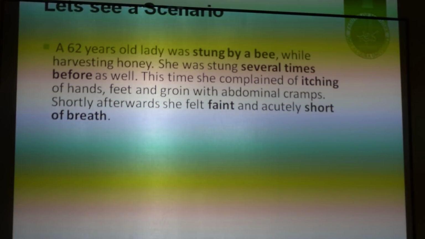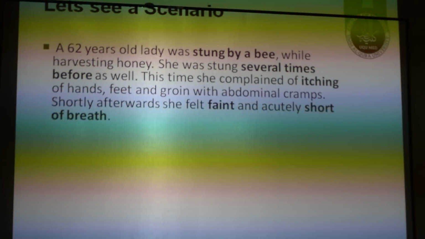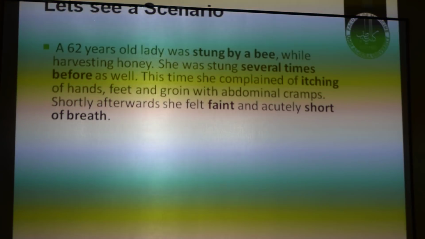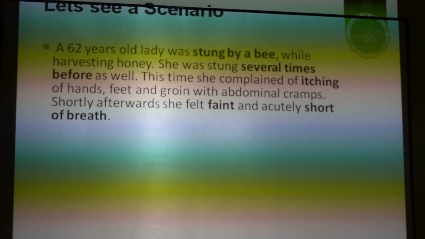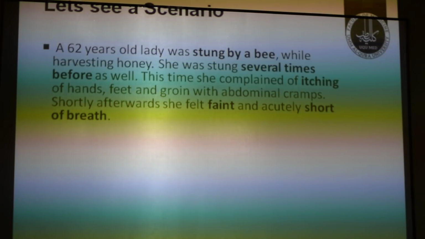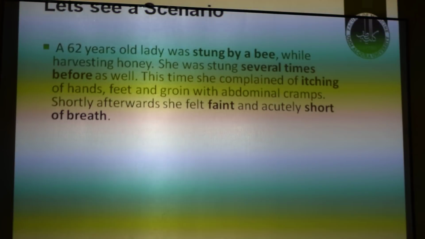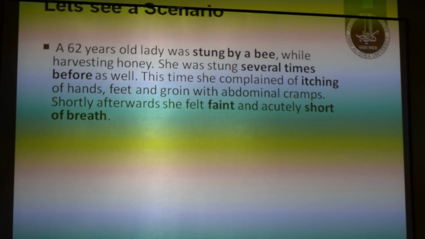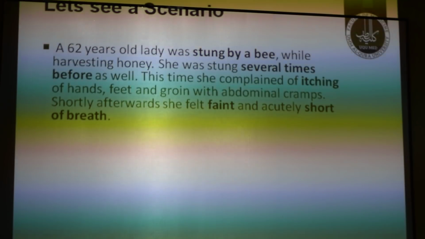But before that, there's a scenario for you. A 62-year-old lady was stung by a bee while harvesting honey. She was stung several times before as well. So, is it the first exposure? This time she complained of itching of hands, feet and groin with abdominal cramps. Shortly afterwards, she felt faint and acutely short of breath.